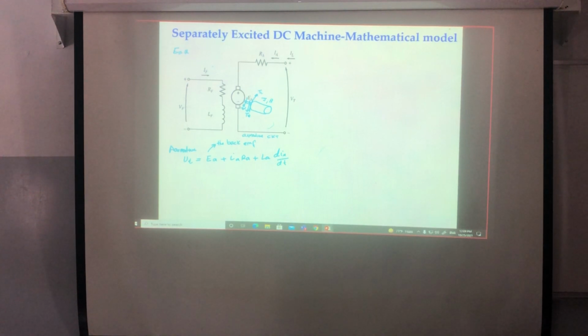The inductance, is it not shown in the drawing? Let's put it here. It's actually here, but I can put it anywhere. In the end of the day, it's a circuit. So LA is the armature inductance.